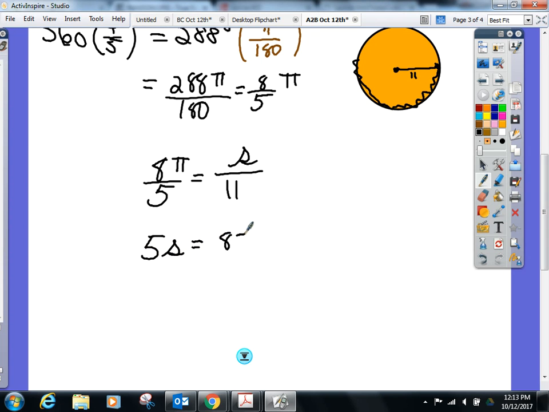S equals 8 pi times 11, and then you're going to divide all that by 5. And there are rounding directions. Take a look. There are rounding directions here.